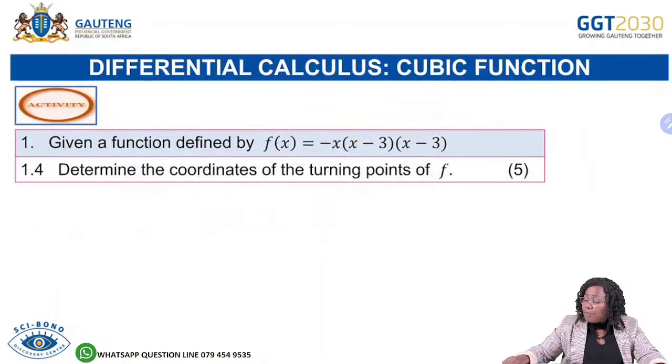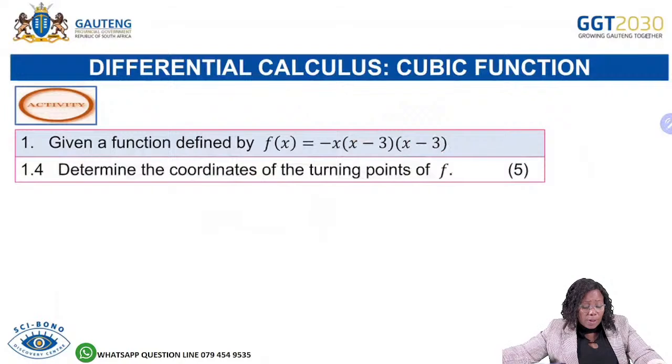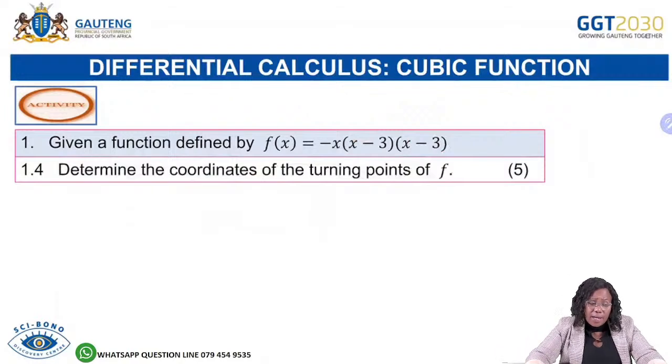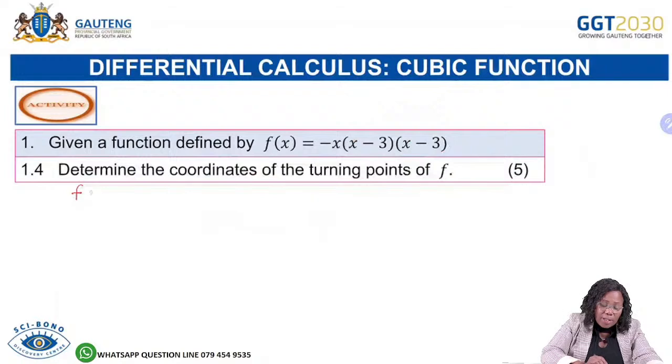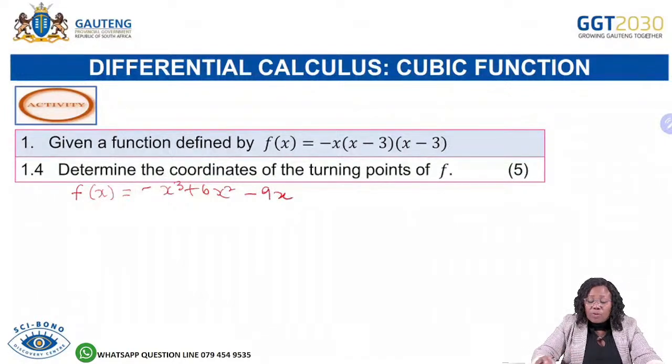And then 1.4, determine the coordinates of the turning point. We are still on the same f of x function. Remember, we have just indicated on 1.3 that f of x is the same as minus x cubed plus 6x squared minus 9x. So we are talking about the same function.